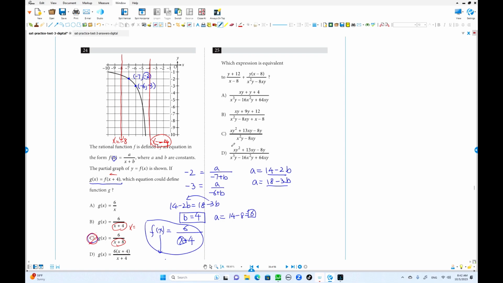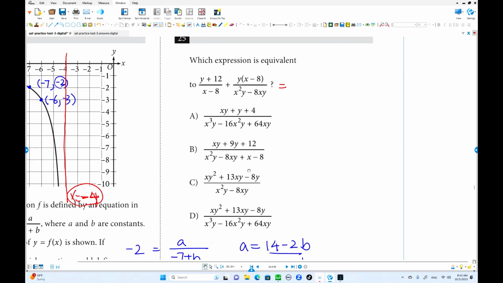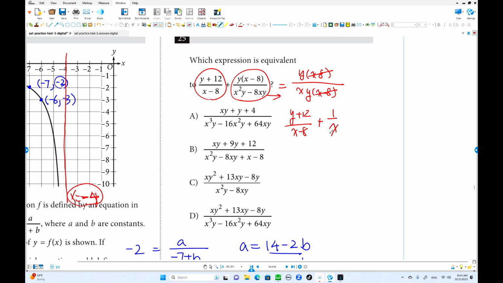All right, number 25. Which expression is equivalent when you simplify this one? Actually, this is already simplified, okay? So over here, the denominator is xy, and the other is x minus 8 over y times x minus 8. So x minus 8 is cancelled out, okay? But we also have y cancelled out. If y is cancelled out, y plus 12 over x minus 8, 1 over x, right?